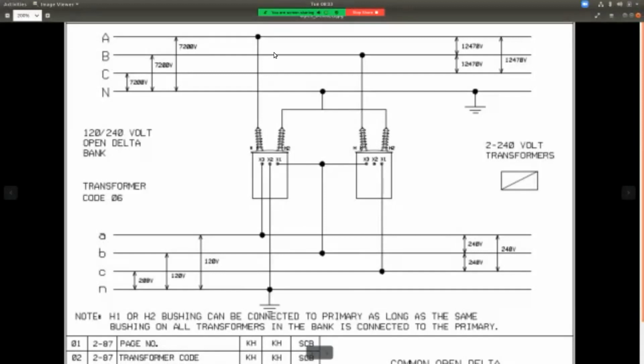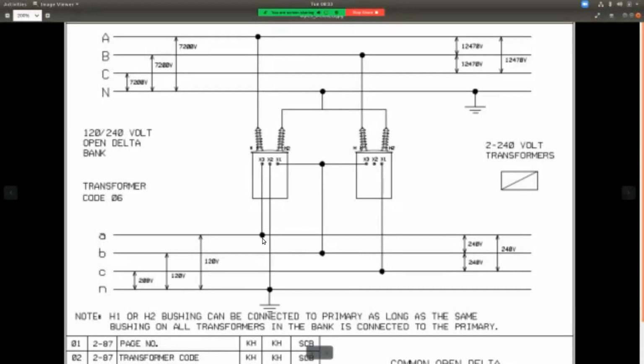Now, can I use any two phases that I want to on the primary? Yes. Can I go B? Yeah. Use any two that you like, but they're kind of smart here. A, B. Follow the alphabet. Now let's take a look here at our voltages. This is where it gets kind of funky here for just a moment.